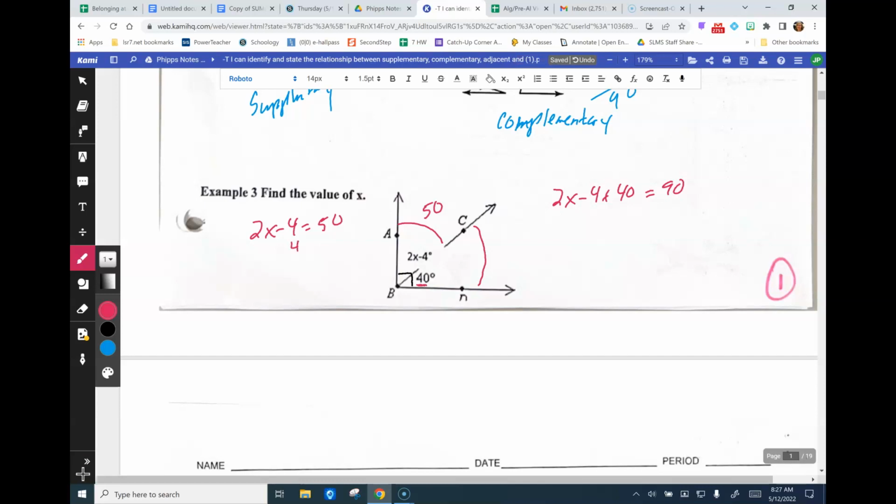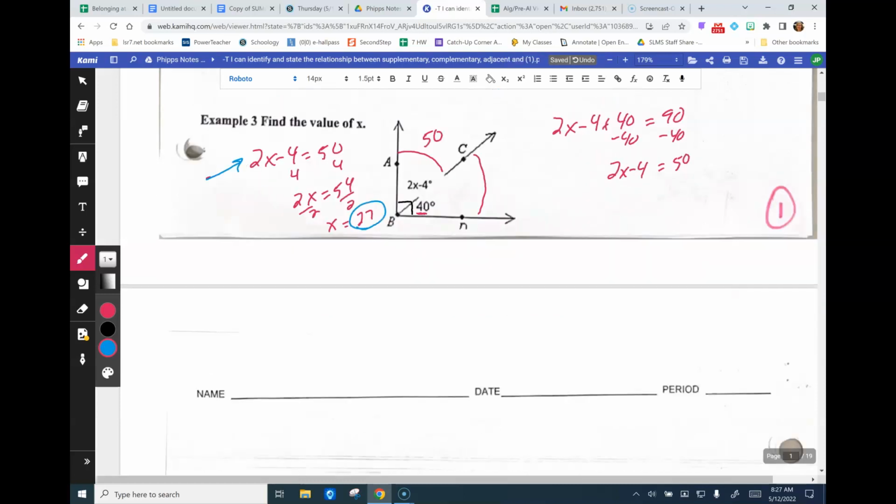So here I would add 4, 2x is equal to 54, divide by 2, and x is equal to whatever 54 divided by 2 is. 27. Okay, and I bet you we'll get that same thing here, because look at our first step. We're going to have 2x minus 4 is equal to 50. So doesn't that give us the same equation that we had right over here? Yep. So x is equal to 27. Now that's the value of x. Okay, that's not the angle, because we already know that angle is 50.